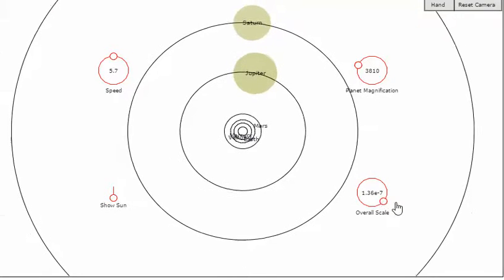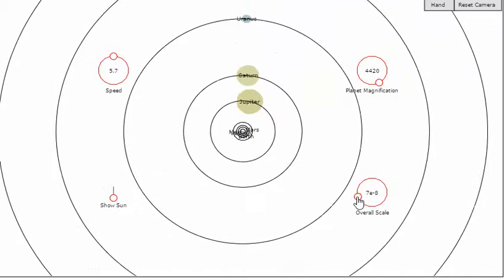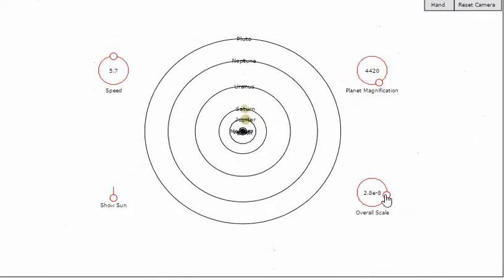Again, very large. You can't compare the size of Jupiter to the orbits because I've got the magnification turned up. But what it does is illustrate the relative size of the planets to each other. So if I keep zooming out, I can see Uranus, I can see Neptune and Pluto. So this is the whole set.